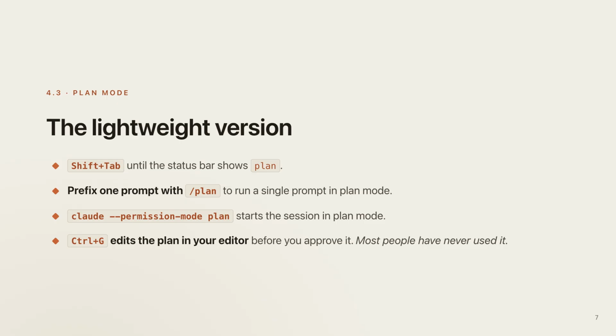Control-G edits the plan in your editor before you approve it. The plan is plain Markdown. Open it, strike the parts you disagree with, add what is missing, save, then accept. This single keystroke turns plan mode from "Claude proposed something" into "we agreed on something." Most people have never used it. Or you can prompt Claude for changes.